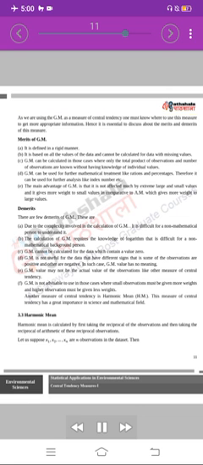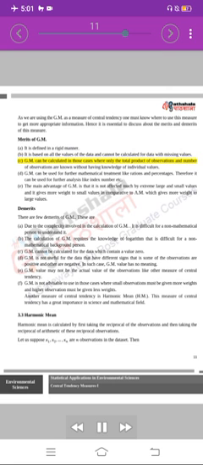As we are using the GM as a measure of central tendency, one must know where to use this measure to get more appropriate information. Hence it is essential to discuss the merits and demerits of this measure. Merits of GM: A. It is defined in a rigid manner. B. It is based on all the values of the data and cannot be calculated for data with missing values.